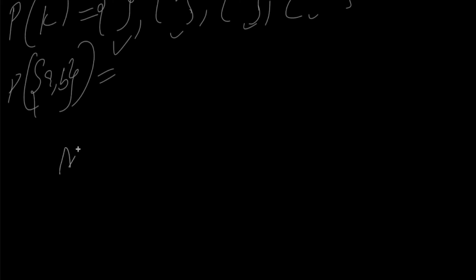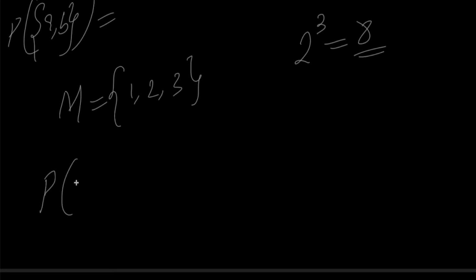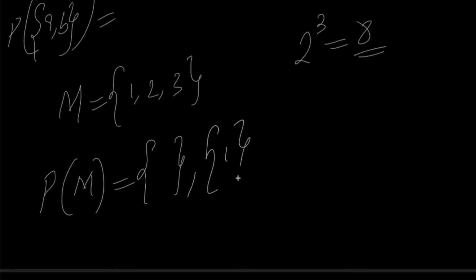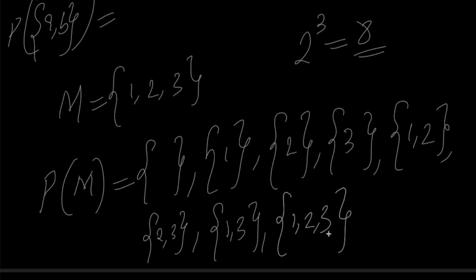Let me continue. For instance, you say M is equal to 1, 2, 3. You are asked to find the power set of this. 2 raised to power 3, which is equal to 8. That means 8 possible subsets we can derive from this. Let's start. The power set of M is equal to, the first one still remains the same: 1 can be alone, 2 can be alone, 3 can be alone, 1 and 2 together, 2 and 3 together, 1 and 3 together, and 1, 2, 3 can also come from here. How many? 1, 2, 3, 4, 5, 6, 7, 8. These are the power set of M. Hope this is understood. Thank you for viewing.